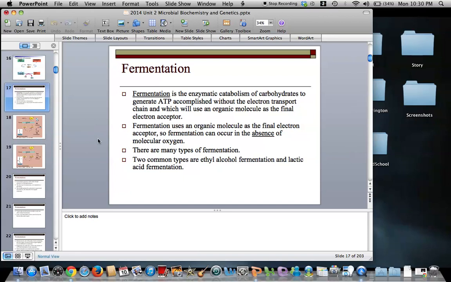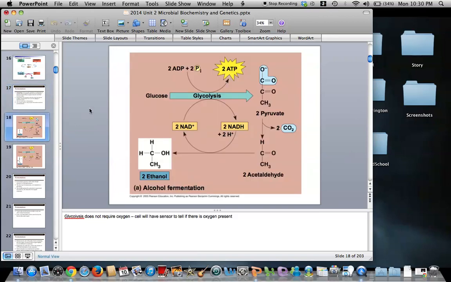So this is just more description of fermentation. Enzymatic catabolism, so the breakdown of carbohydrates, generates ATP, and it does not use the electron transport chain. It uses an organic molecule as the final electron acceptor, so it can occur in the absence of oxygen. So anaerobes will use fermentation, and there are a lot of types. You can have ethyl or lactic acids, or mussels make lactic acid, and obviously yeast make ethanol. So this is the alcohol fermentation.